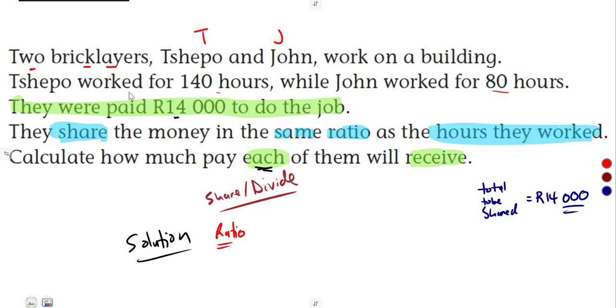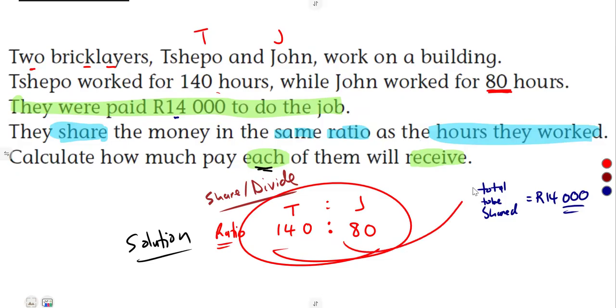So Tsepo worked for 140 hours. So it's 140 as to, this is for Tsepo, as to John. And John worked for 80 hours. So from the hours they worked, we have the ratio.